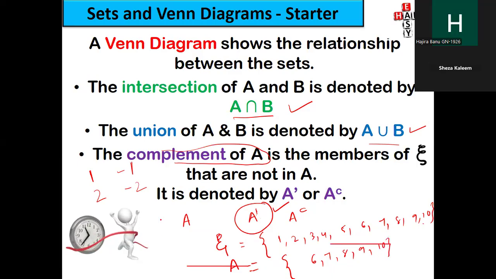Okay. On what similarity am I writing the set? A. A is a set which has the numbers greater than 5. Now I'm asking you to write A complement. How will you write A complement?